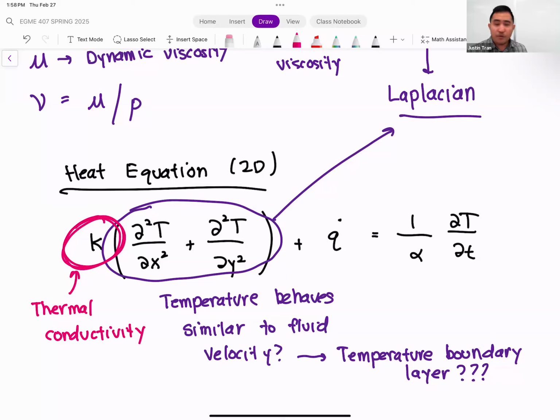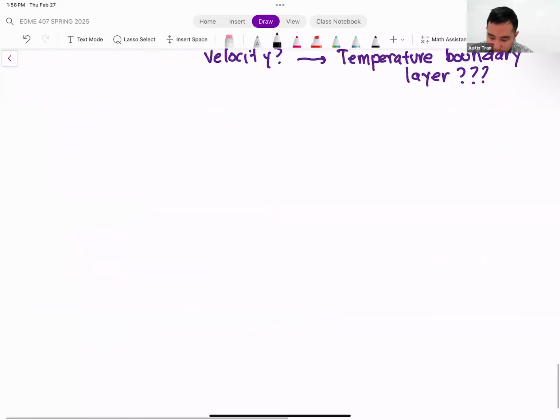Okay, any questions on this before we get into the thermal boundary layer? Okay, all right, let's get into the thermal boundary layer.